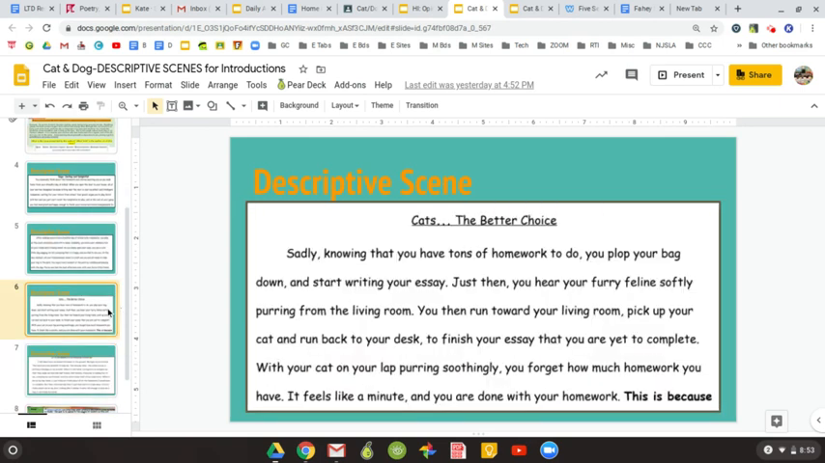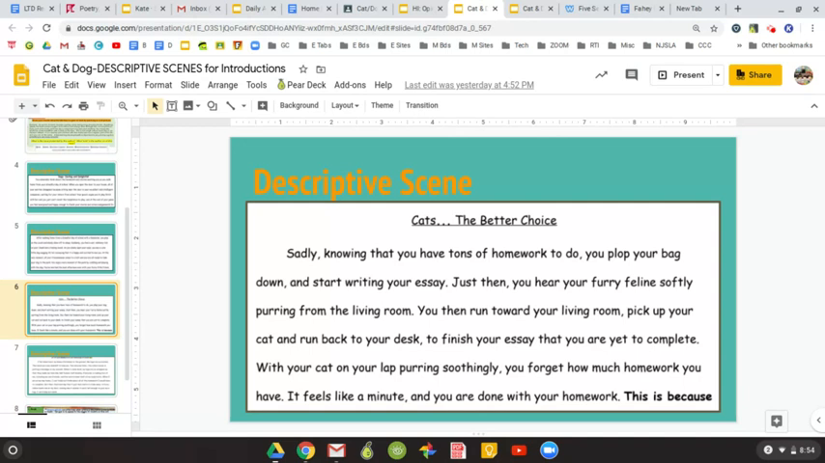Sadly, knowing that you have tons of homework to do, you plop your bag down and start writing your essay. Just then, you hear your furry feline softly purring from the living room. You then run toward your living room, pick up your cat, and run back to your desk to finish your essay that you have yet to complete. With your cat in your lap purring soothingly, you forget how much homework you have. It feels like a minute and you are done with your homework.